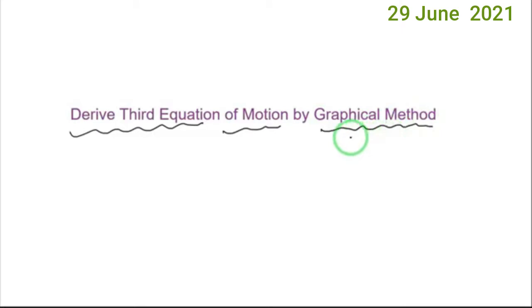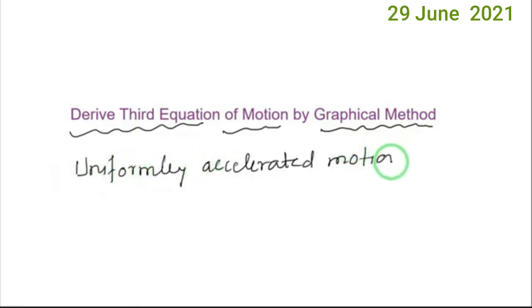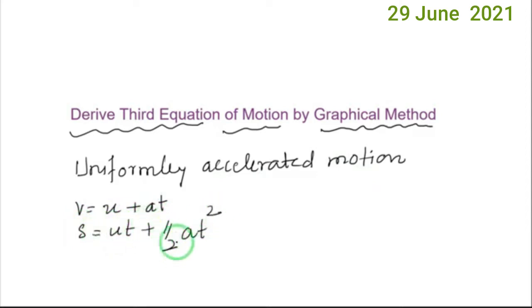We know that there are three equations of uniformly accelerated motion. And what is uniformly accelerated motion? If a body changes its velocity in equal amount, then it is uniformly accelerated motion. And what are those three equations? They are V is equal to U plus AT, S equals UT plus half AT square, and the third equation is V square minus U square is equal to 2AS.